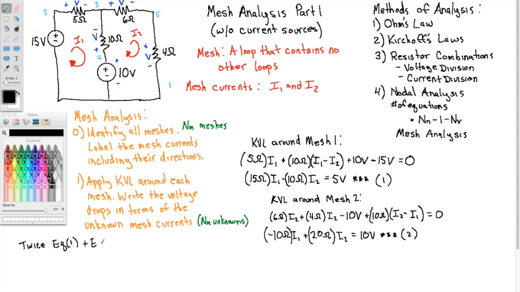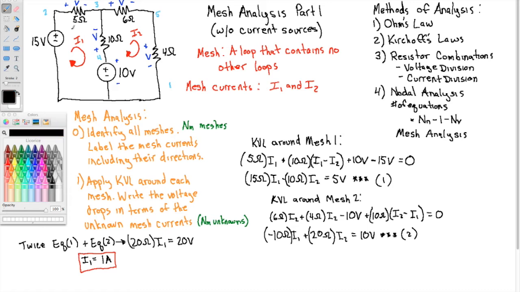plus equation 2. Okay, that gives me 30 I1 and a minus 10, so that's 20 ohms times I1. And the reason I'm doing this is because the I2s drop out, and then over here I've got 10 plus 10, so this is 20 volts, and I1 then is 1 amp. So that's our solution so far, part of our solution anyway.